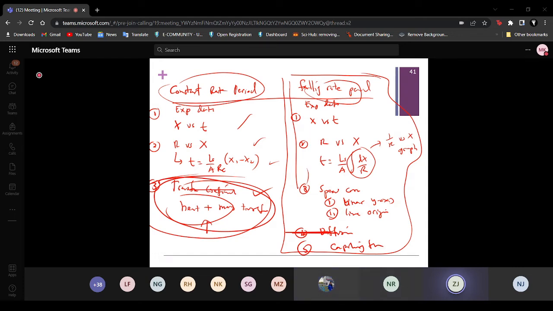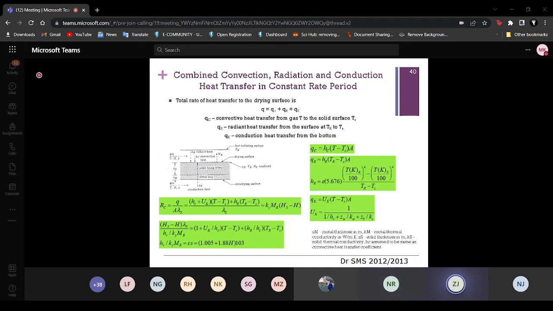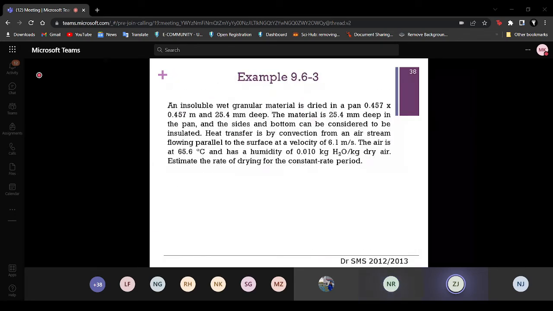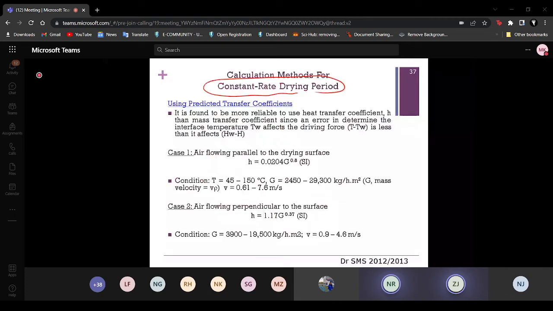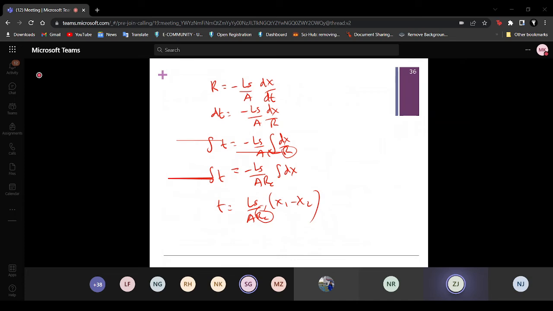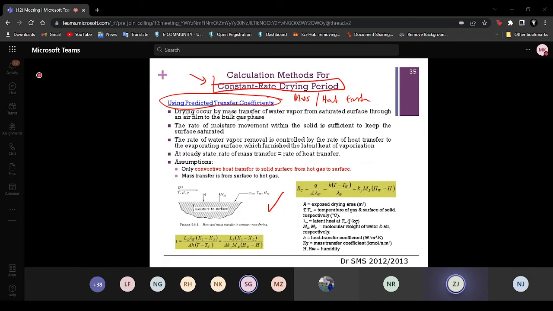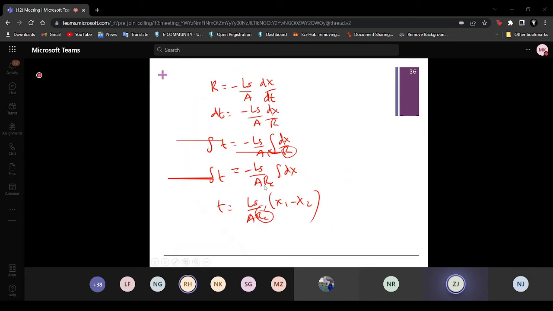The application has slightly different equations depending on the type of equipment that you use. Alright, for the heat transfer or mass transfer, the constant rate period, predicted transfer coefficient. So how do we establish the equation? Okay, this is the scenario basically. Okay, I'll erase here.